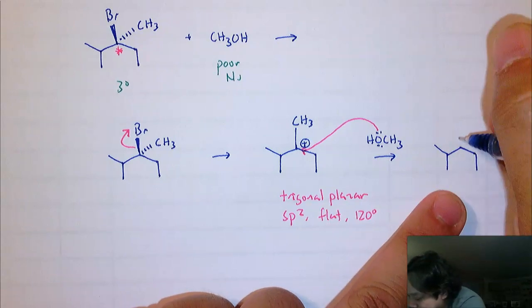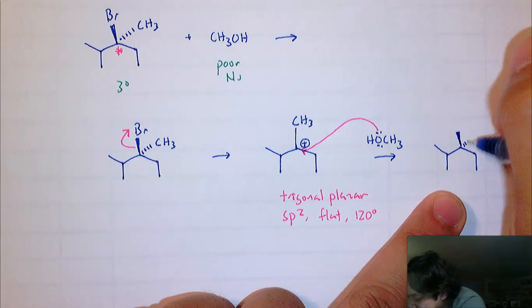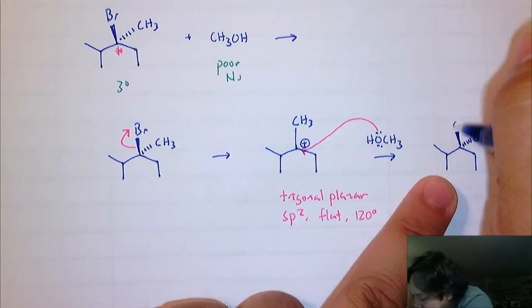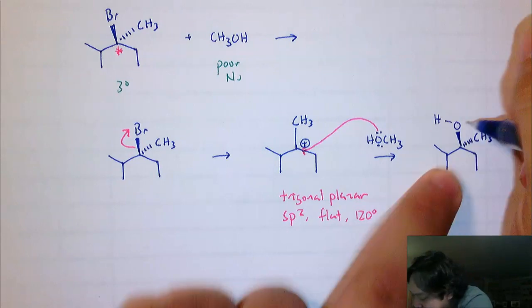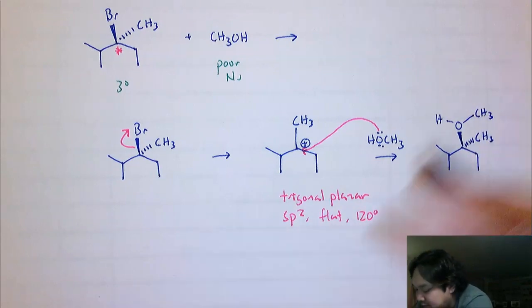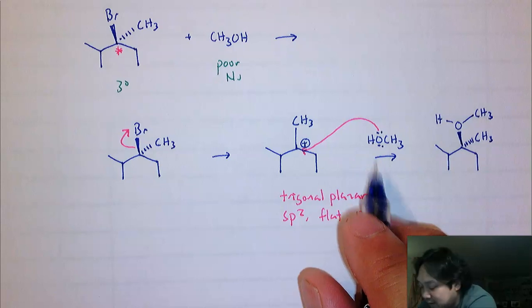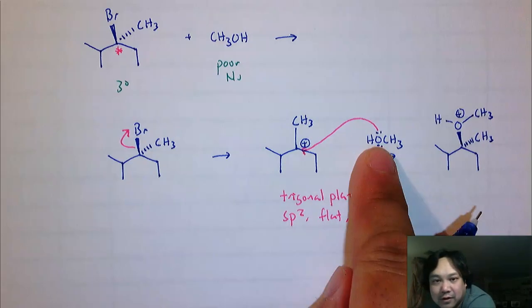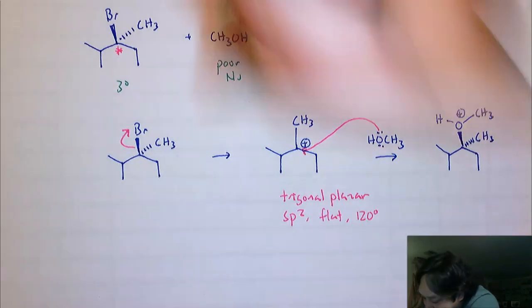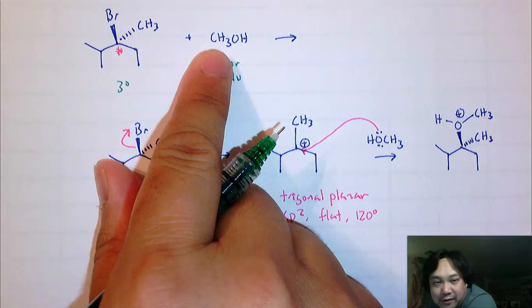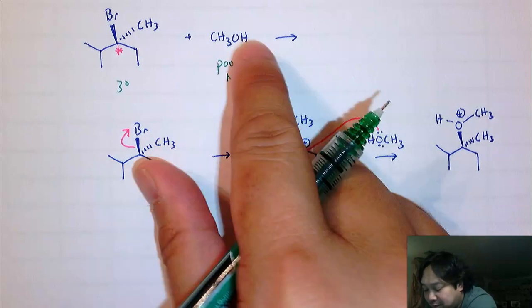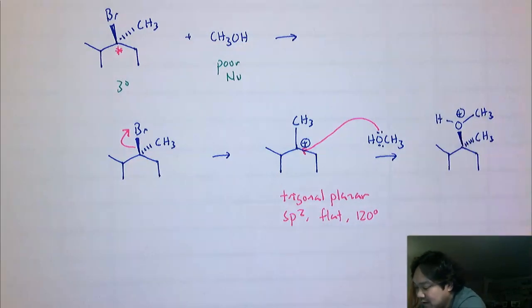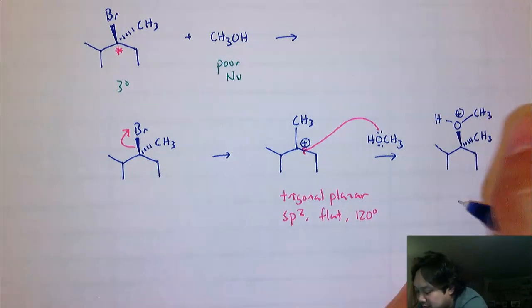So if the methanol comes from the front, the methyl group goes to the back, and don't forget that everything comes with a nucleophile, and we get a plus charge here. Remember with neutral nucleophiles, this is Nu, typically you're going to have to remove the H at the end to make this neutral. But before we do that, what was the other enantiomer?